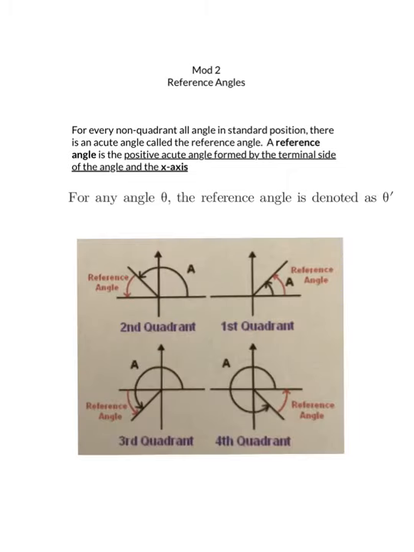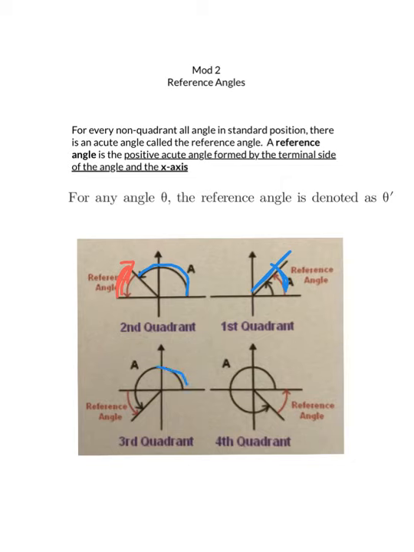Notation-wise, if your angle's name is theta, then the reference angle is denoted theta prime. The figure that I have shown here is given to you to show how reference angles always work. If your given angle ends in the first quadrant, then your reference angle is just from the x-axis to that terminal side. If your original angle ends in the second quadrant, then your reference angle is from the x to the terminal side.